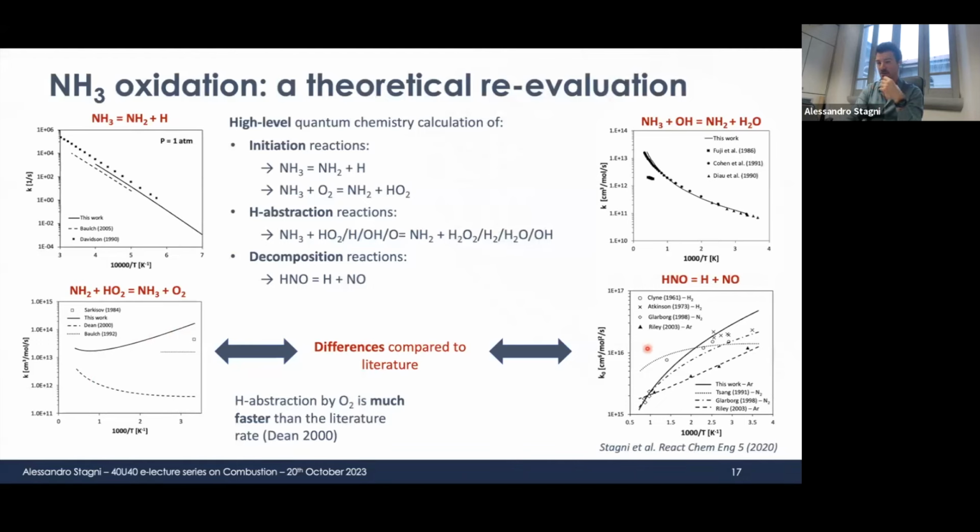Similar results, although not as breakthrough as the H abstraction by O2, were obtained for H and O, and we were able to fit a rate which is the continuous line on the bottom right part.